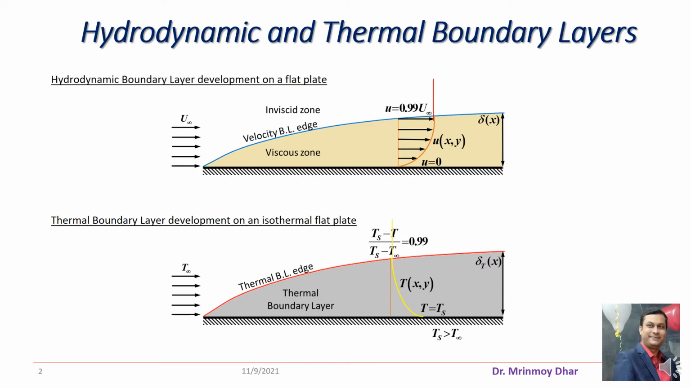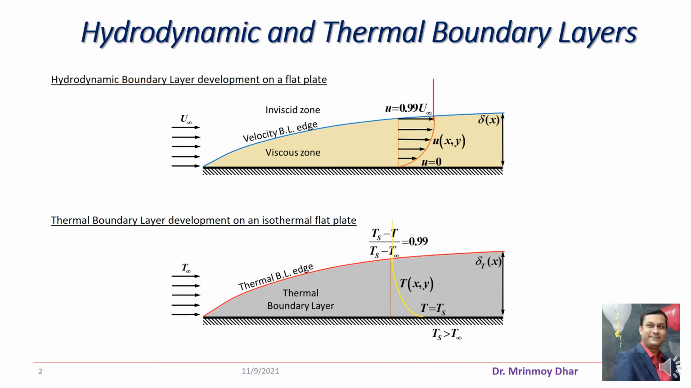This zone is actually called the viscous zone, and outside this boundary layer, the fluid flow is not feeling any viscous effect, or rather we can say that the fluid flow outside this boundary layer is not feeling the effect of the flat plate. This is actually the inviscid zone. The boundary layer edge, as you can see the blue curve, the velocity boundary layer edge, is demarcating the two zones: the boundary layer zone, that is the viscous zone, and outside it, the inviscid zone.